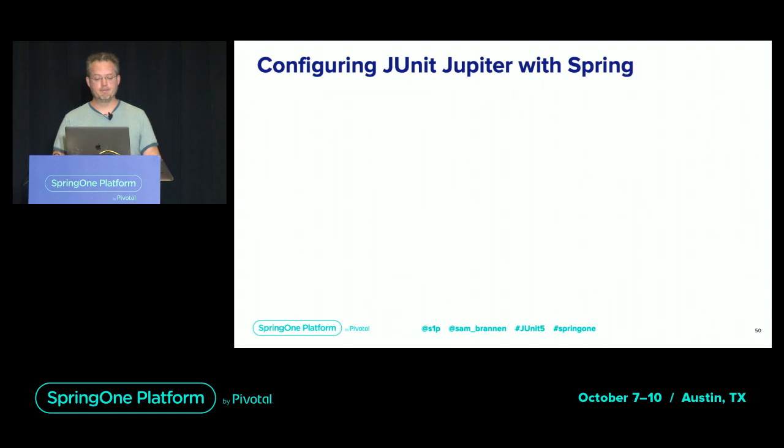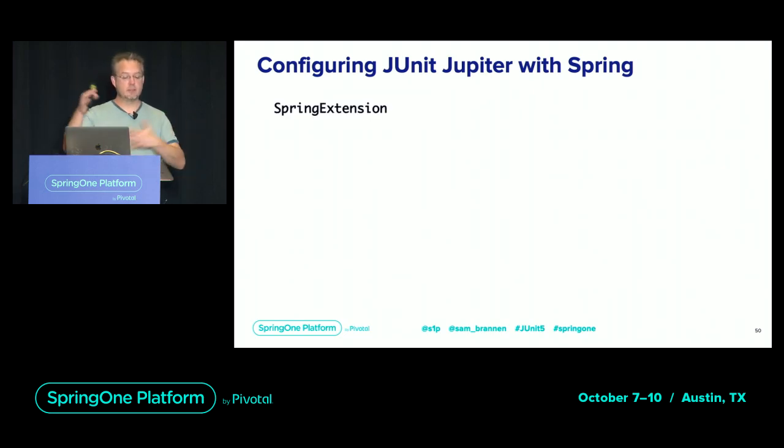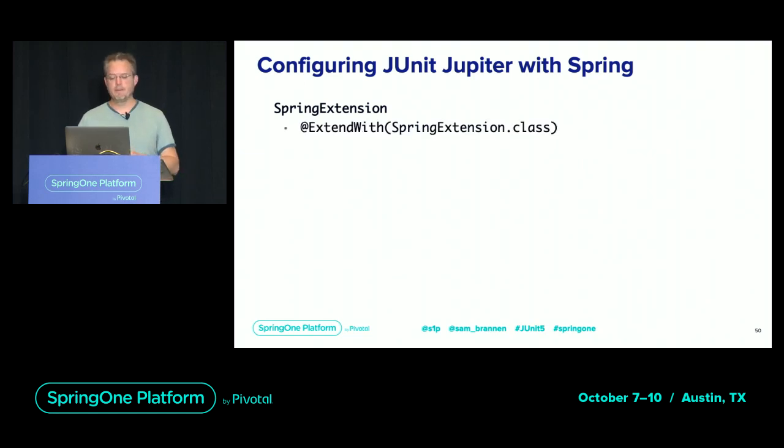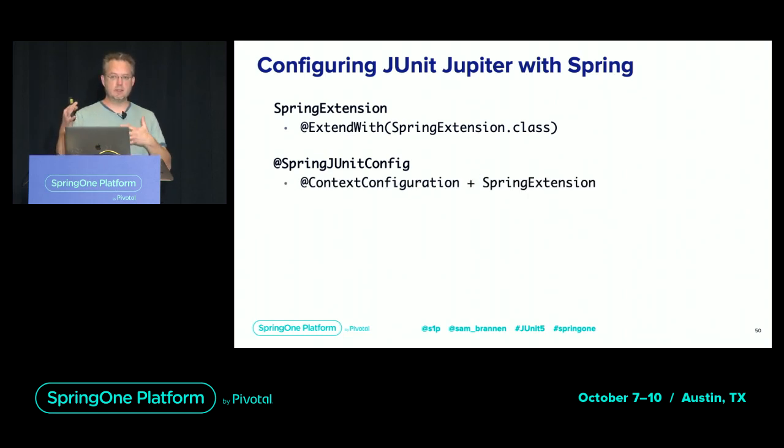if they want to use JUnit Jupiter. So how do you configure it? There's a Spring extension, which implements several of these JUnit Jupiter APIs, I think about 8 of them or so. And the way you register that in JUnit Jupiter is @ExtendWith(SpringExtension.class). And then in core Spring, we have @SpringJUnitConfig, and that combines Spring's @ContextConfiguration and the registration of SpringExtension, just simplifying things.